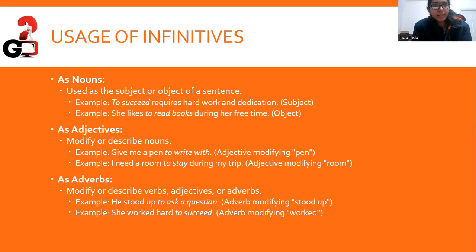When used as adjectives, infinitives modify or describe nouns, right? Give me a pen to write with. Here, to write, to plus the base form of the verb write, is modifying the noun pen, right? Give me a pen to write with. I need a room to stay during my trip. To stay here is the infinitive. I need a room. Here it is modifying the noun a room: to stay during my trip.